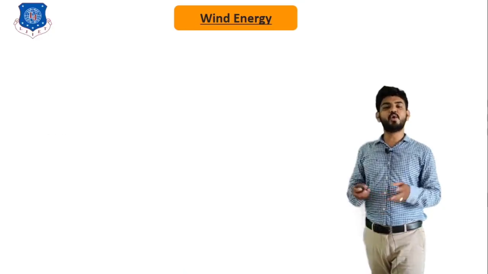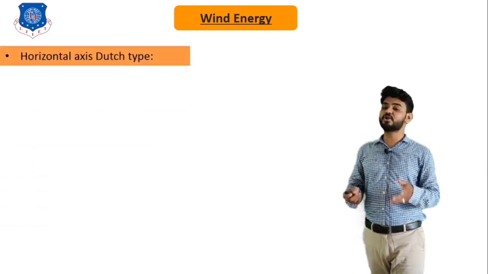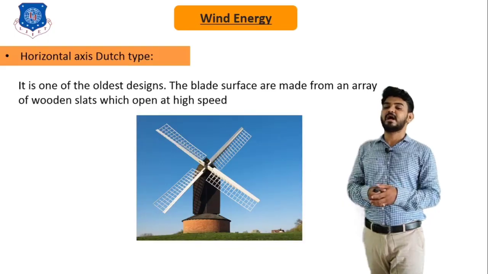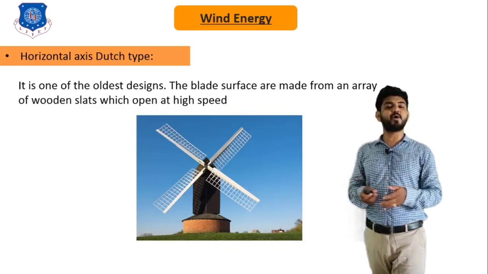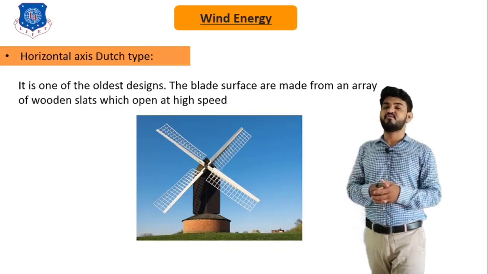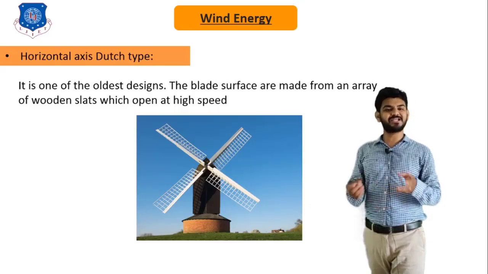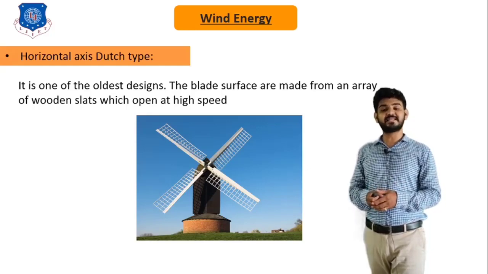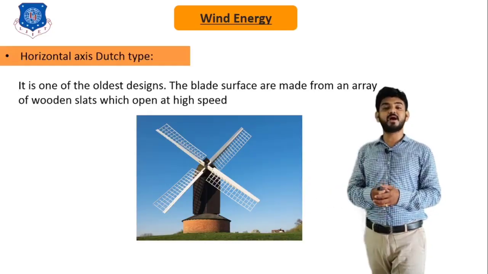Now let's move to the next type of horizontal collector, and that is the Dutch type of collector. This is the oldest design of windmill, and in this the blade surface is made up of an array of wood which opens at a high speed of wind, and it utilizes this wind energy to pump water. Here in this image we can see that the blades are made up of an array of wood.